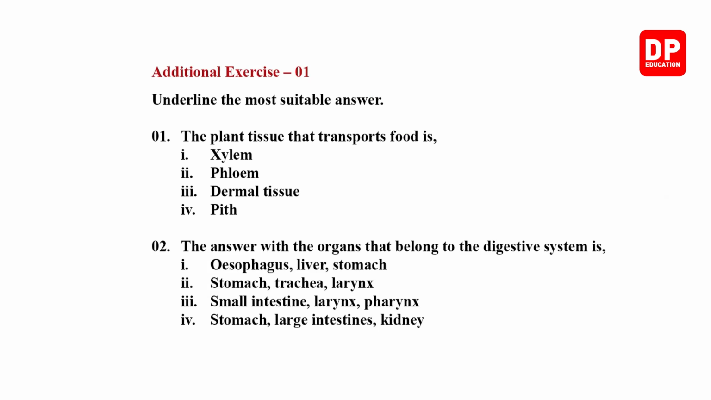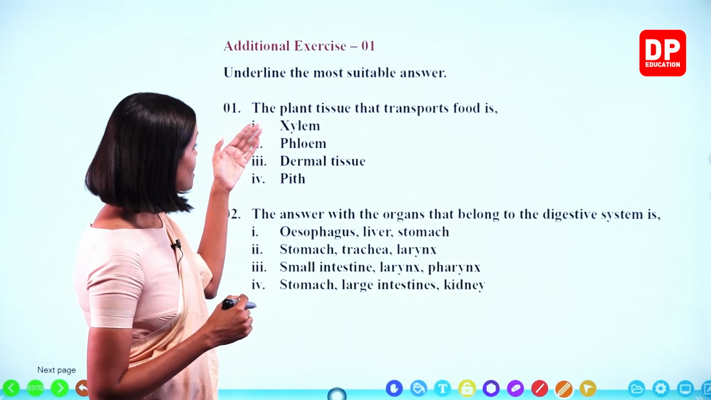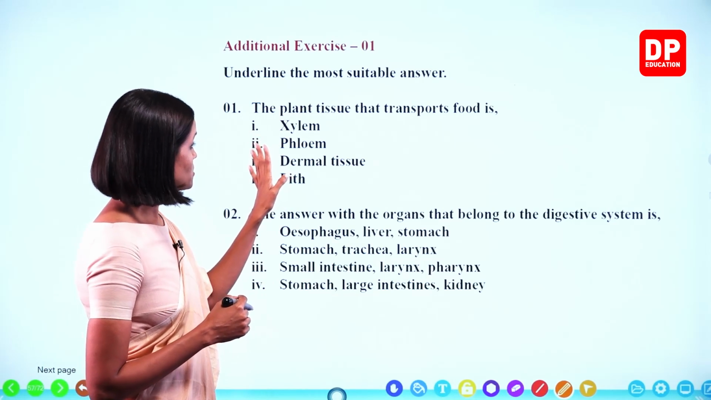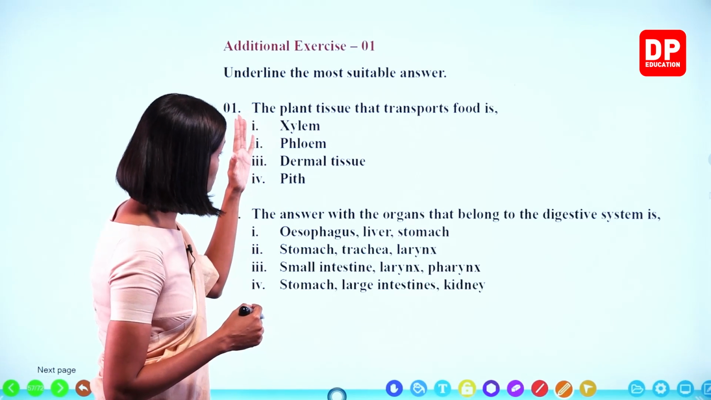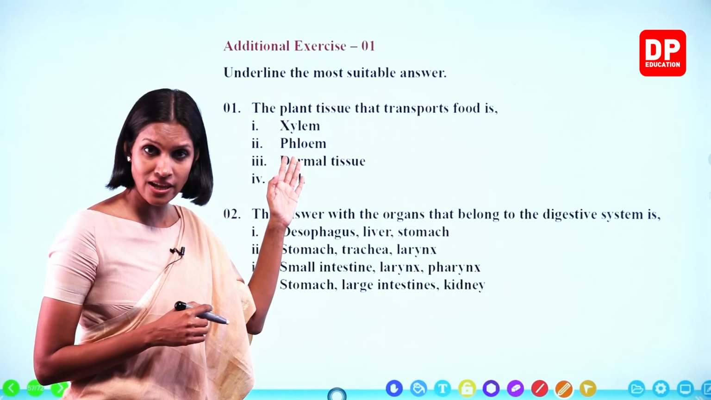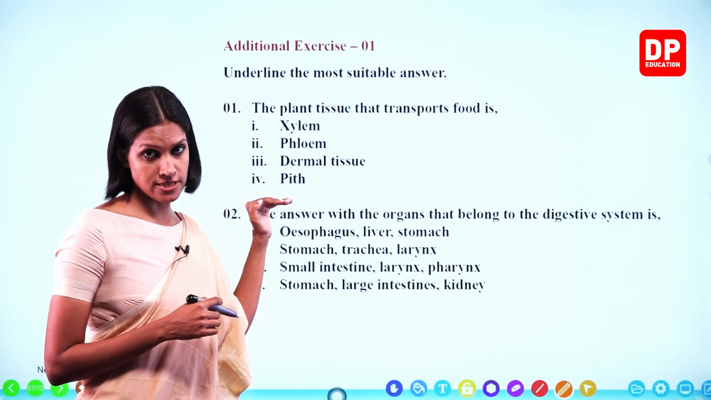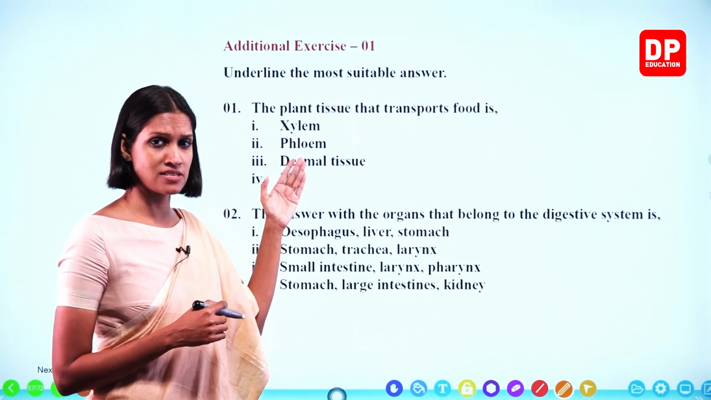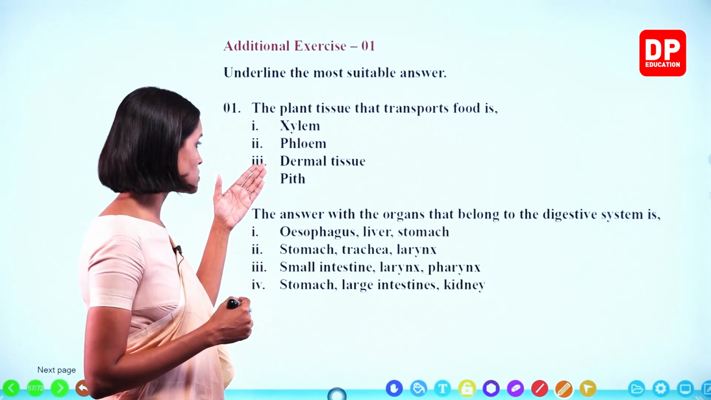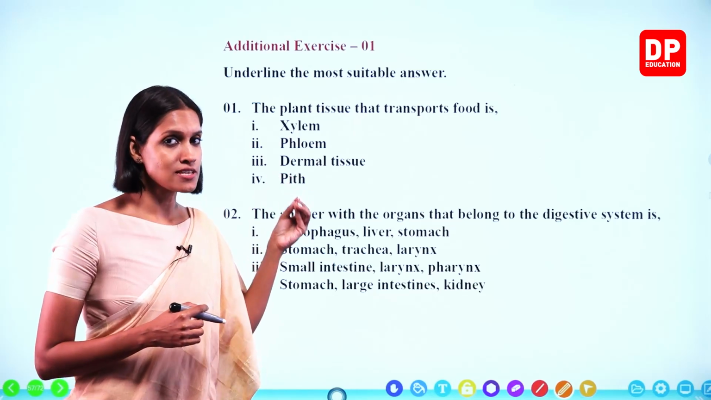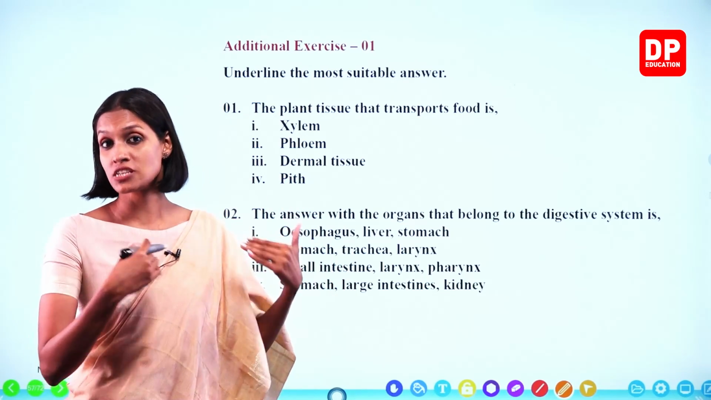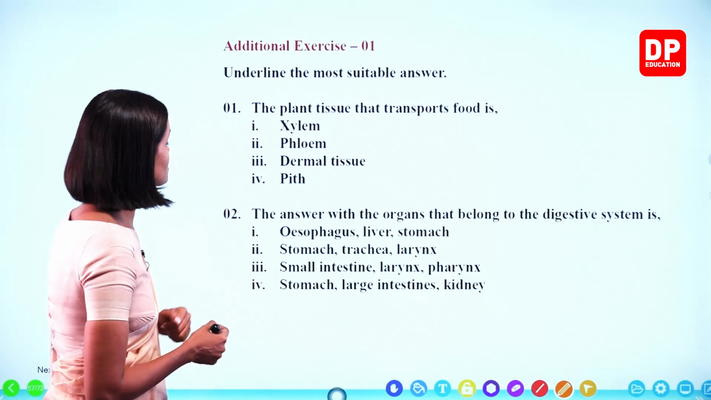Right. Exercise number 1. Underline the most suitable answers. So in these types of questions, 4 answers or 4 choices are given. Remember children, even though the first or second answer seems correct, you need to read all 4 answers because you have to find the most correct or most suitable answer. Sometimes in these types of questions, several correct answers can be given. So out of the several correct answers, you have to find the most correct answer. Okay? Right. Let's read this.